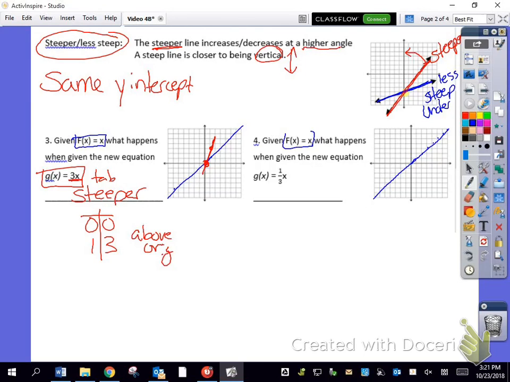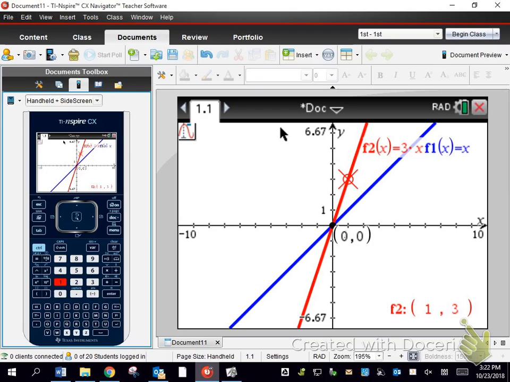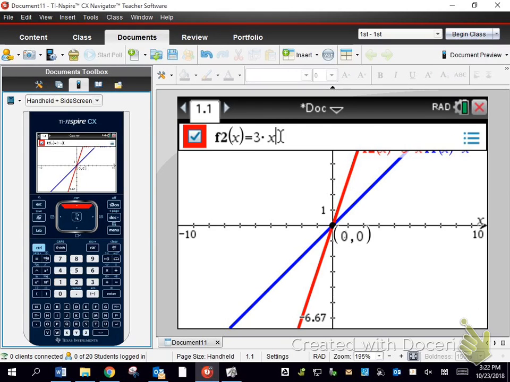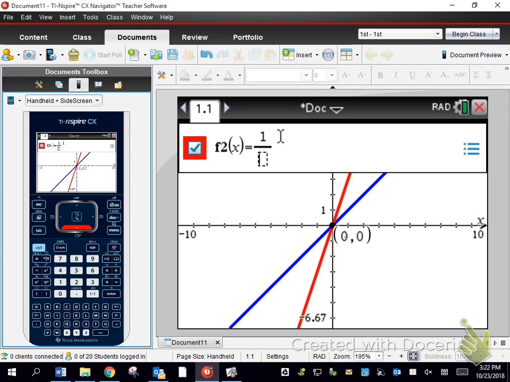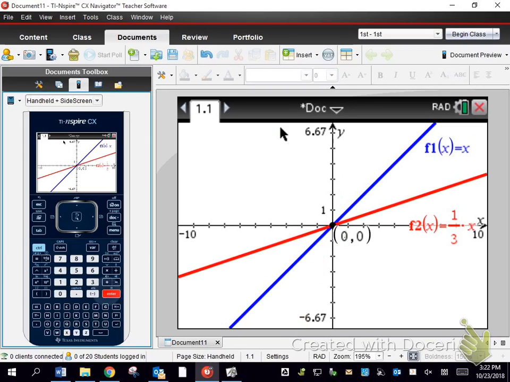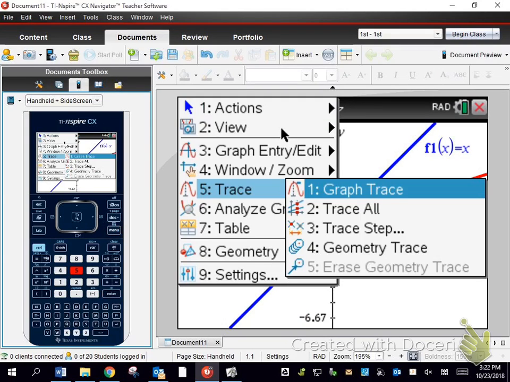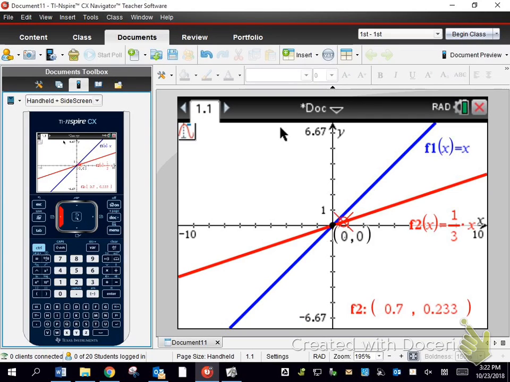Now we're going to graph the second one. I already have the parent function. Now I want to graph 1/3 x. Okay, so hit tab, up arrow. I'm going to delete this and put 1/3, and then enter. Okay, now you do minify 1. It starts at 0, so 0, 0.